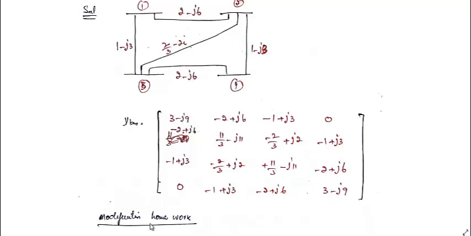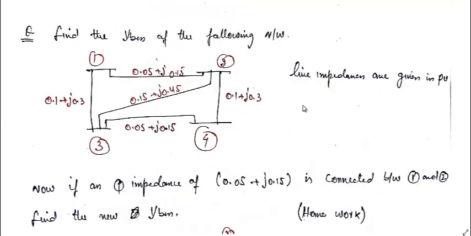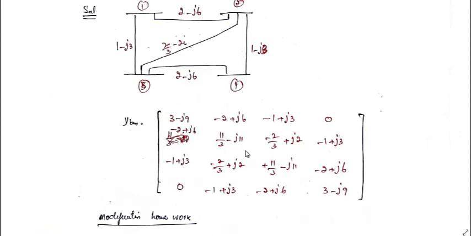Now, what is the modification? We have one more line whose impedance is 0.05 plus j0.01, connected between 1 and 2. Now you have to calculate the new Ybus. First you have to identify which elements of the Ybus will be affected, and then calculate these. I will cover this modified Ybus in the next class.